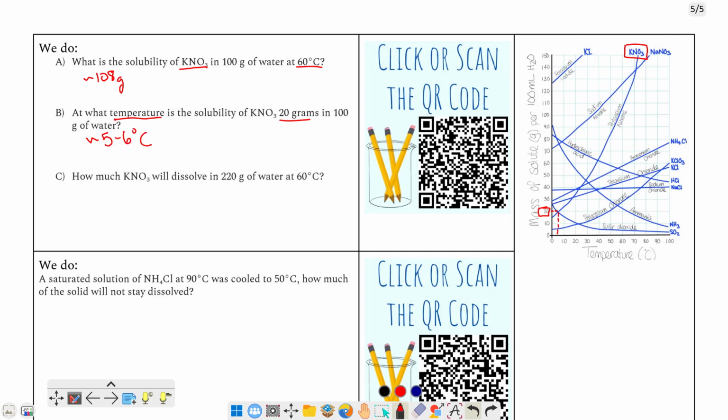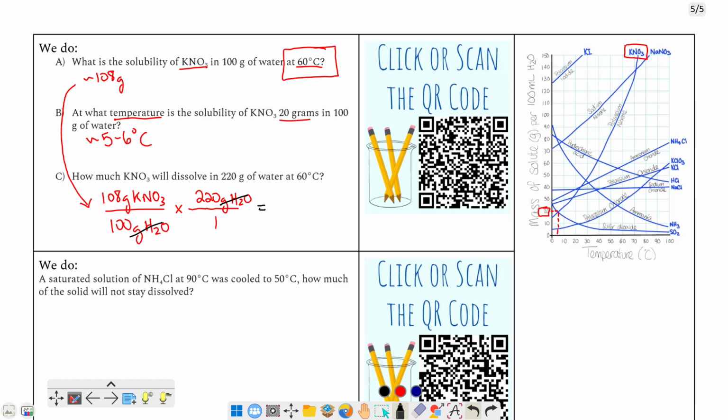Now for C, we want to know how much KNO3 will dissolve in 220 grams of water at 60 degrees C. Now we already know the solubility of the substance at 60 degrees, and so I'm just going to use that information here. That's 108 grams of KNO3 per 100 grams of water. It's like a ratio, but we want to know how much will dissolve in 220 grams of water. We can put that over 1, and so those units cancel out. And when you multiply that together, that works out to be 237.6 grams of KNO3.